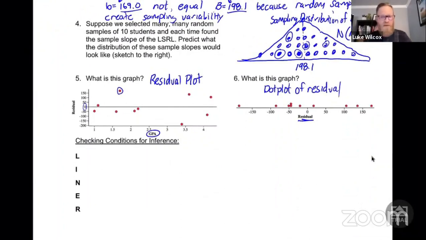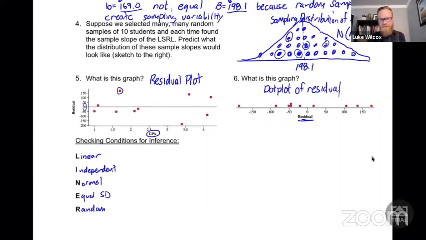And don't freak out. There are 5 conditions for inference. I know we're used to 3 conditions generally when we're doing inference for means or proportions, but a couple of these are going to look very familiar to you. So let me tell you first what they are, and then we'll start with the ones that we already know how to take care of. There is this acronym LINER, which will help you to remember the 5 conditions, which are linear, independent, normal, equal standard deviation, and random.